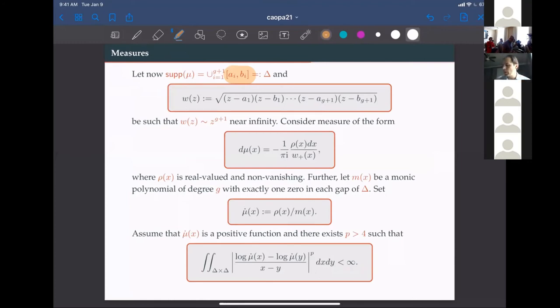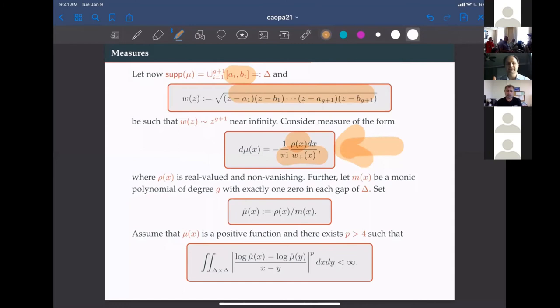W now is the square root of the factors that include all the endpoints. And my measure, I will factorize it this way. I'm going to look at it as rho of x divided by pi times the absolute value of W. Well, actually, sorry, by pi i W plus. And if you think about it, i W plus is either positive or negative alternately on different intervals. So my function rho is either positive or negative on different intervals.